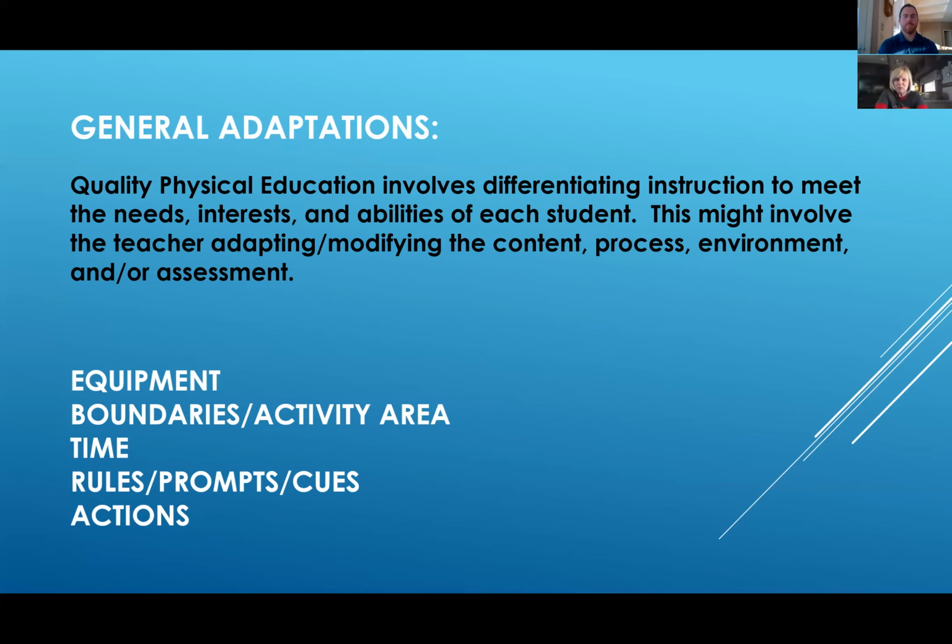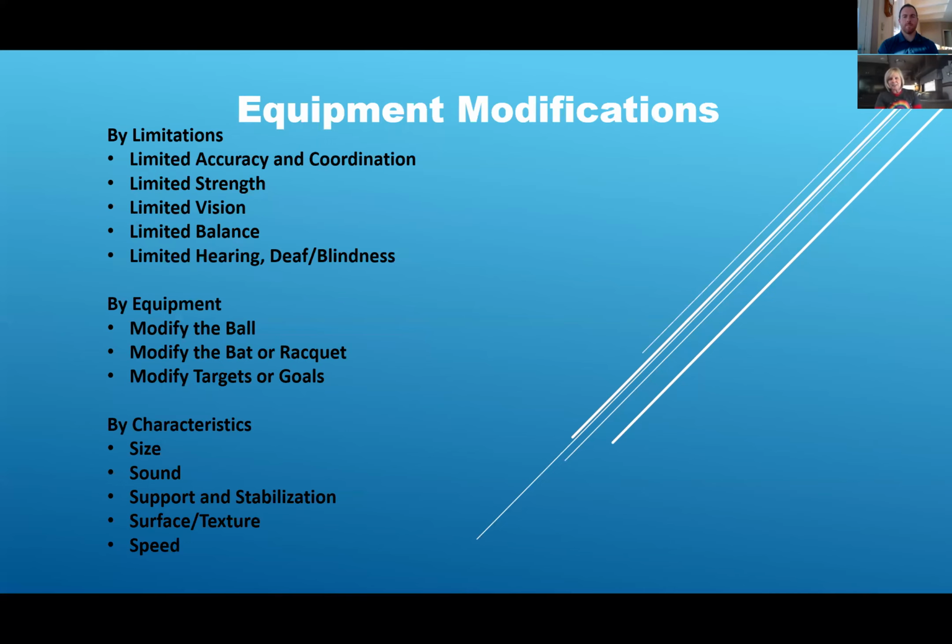So, there's so much that we can do as physical education teachers. And then within that modification, there's things that we can do. This can get very granular. So, equipment modifications, for example, I might look at the limitations. What is the specific situation that I'm dealing with? Does a student have limited accuracy or coordination or strength or vision or balance?